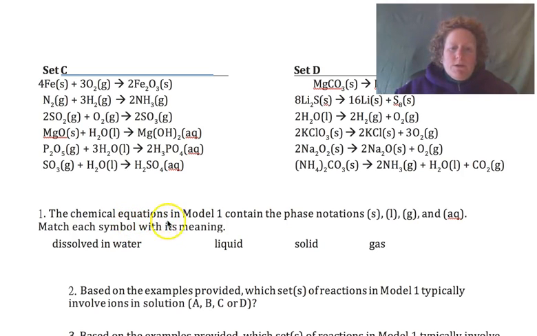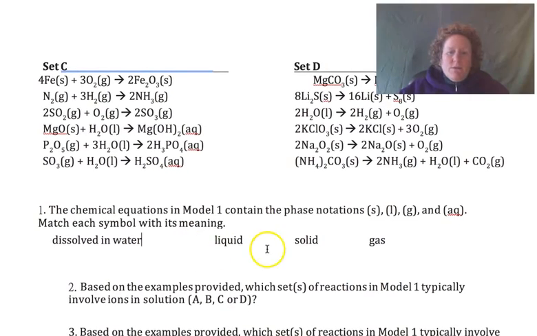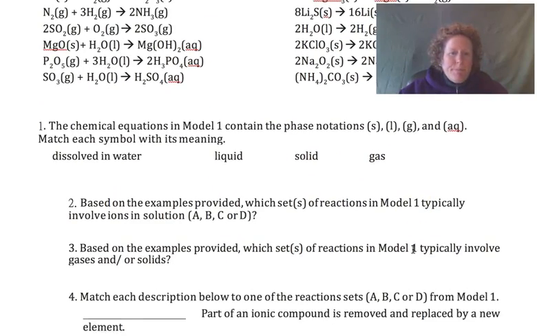The chemical equations in Model 1 contain the phase notations S, L, G, and AQ. Match each symbol with its meaning. So which one goes with dissolved in water or aqueous? Dissolved in water is aqueous. What abbreviation would that be? And I think you can figure out the rest of them.